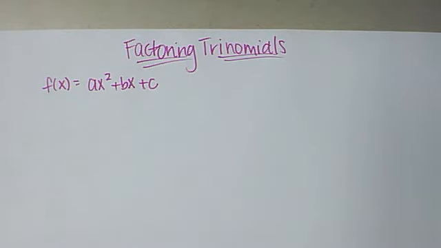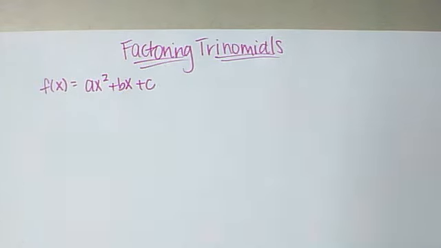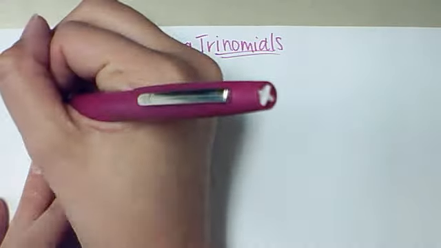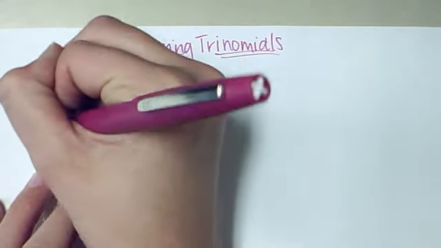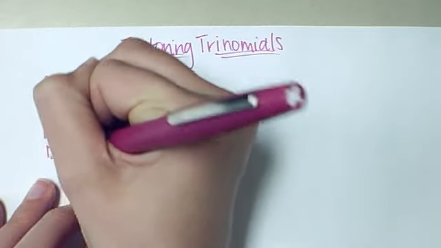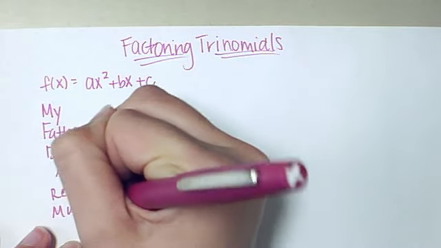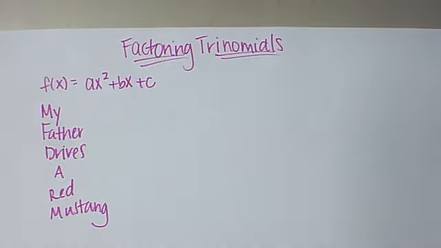Today in class we are learning how to factor trinomials. A trinomial is something of the form ax squared plus bx plus c, where there are 1, 2, 3 terms. To do that, we're going to use a method called "my father drives a red Mustang." And that's just a way to remember these steps.